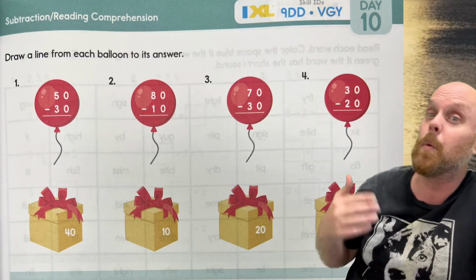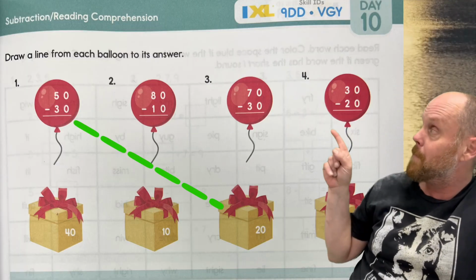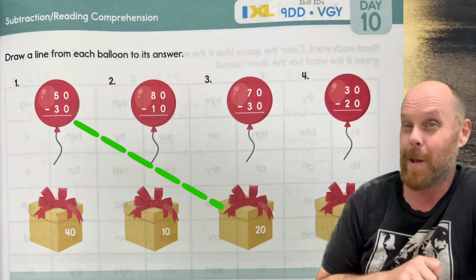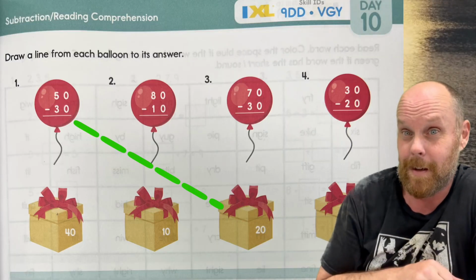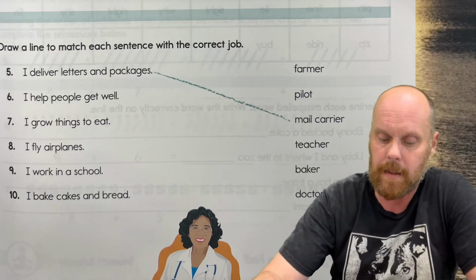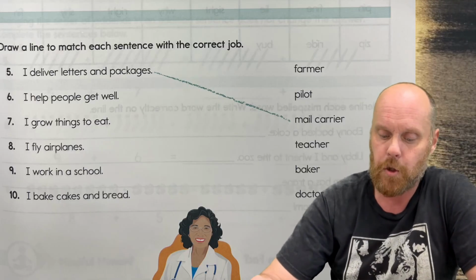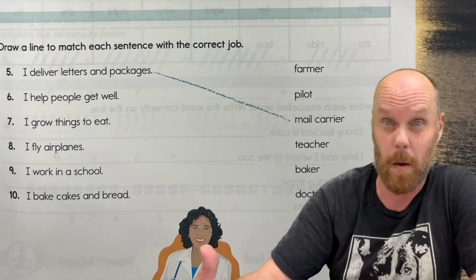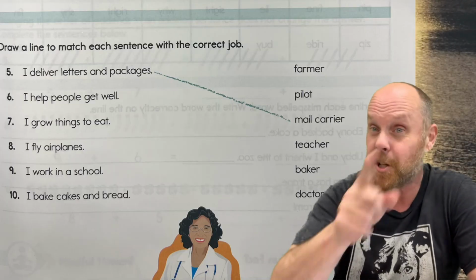So what we would do is we would draw a line from 50 minus 30 to the 20 box. You see how we do this? All right. And then as you look underneath, it talks about drawing a line to match each sentence to the correct job. Okay? And they actually do one for you.